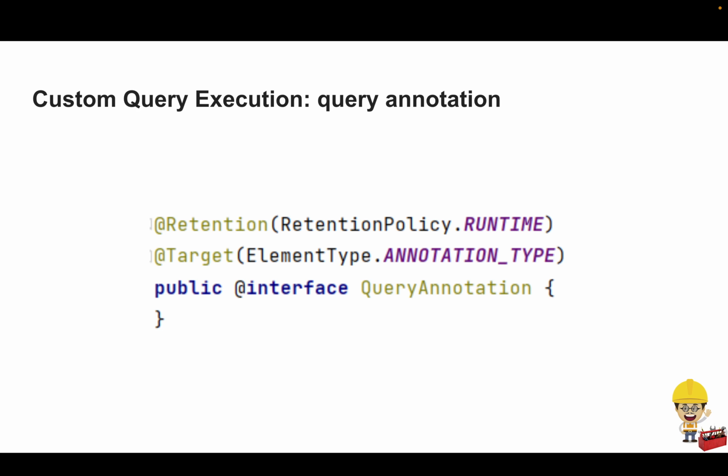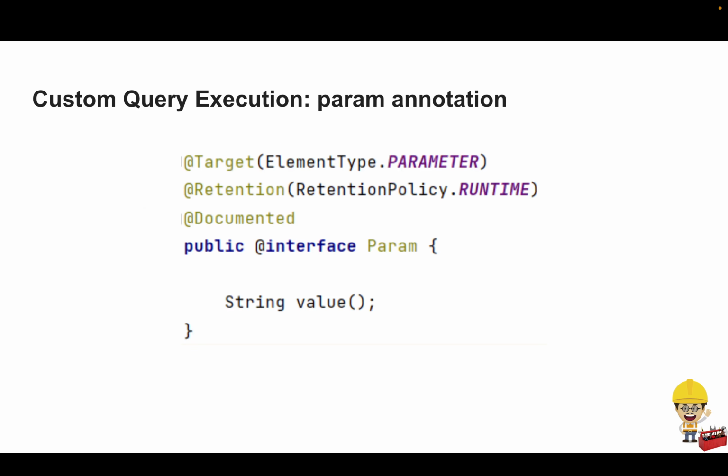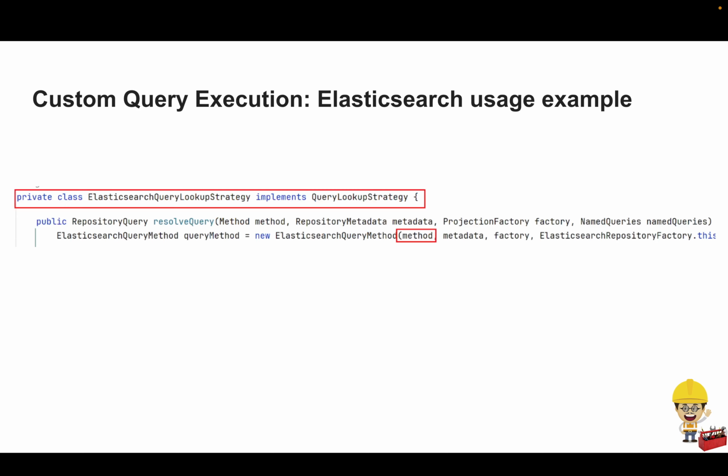The first one is the query annotation, which we use to mark our method that will hold the query text. For example, this is the query annotation from Spring Data Elasticsearch, and it's used in exactly the same manner. The next key component of this feature is the param annotation, and it looks and works pretty similar to the query annotation, but it's responsible for storing properties for the parameters of our query. For example, we can store the aliases.